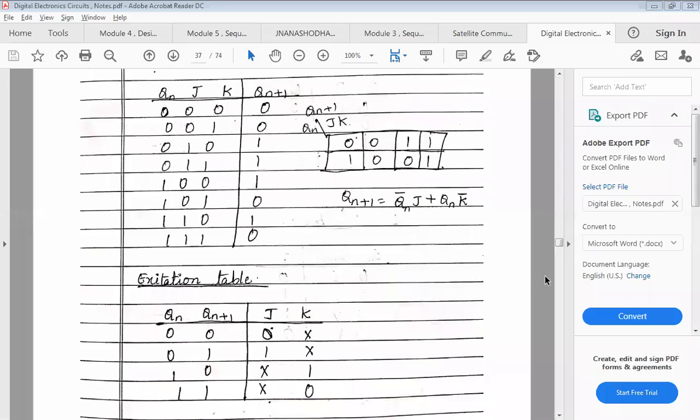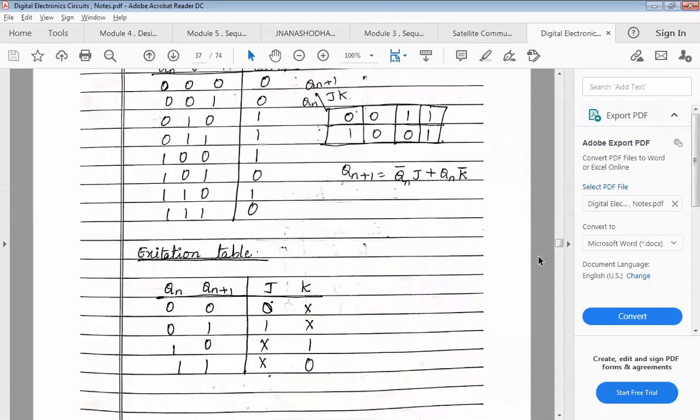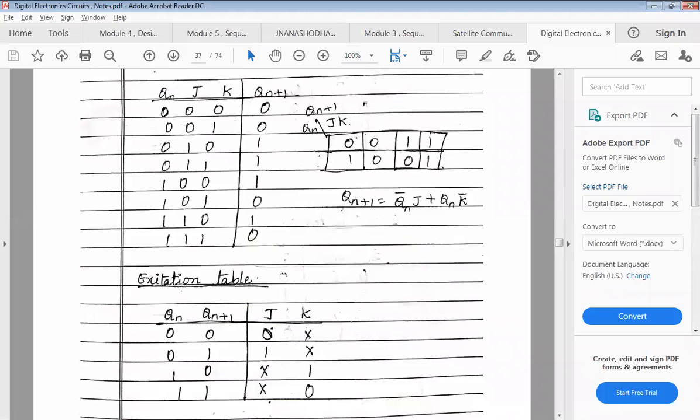Okay, so you can see this excitation table here. Ultimately, what we are doing is trying to rearrange them. If you can see, we will look at 0 0. You should have the combination here, 0 0. Here, for 0 0, J is going to be 0 and K is going to be don't care. 0, don't care. Similarly, I'll be looking for 0 1.